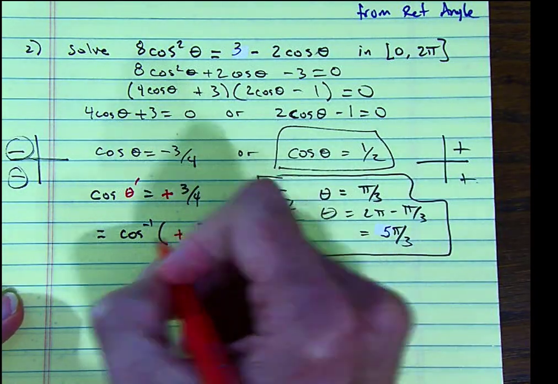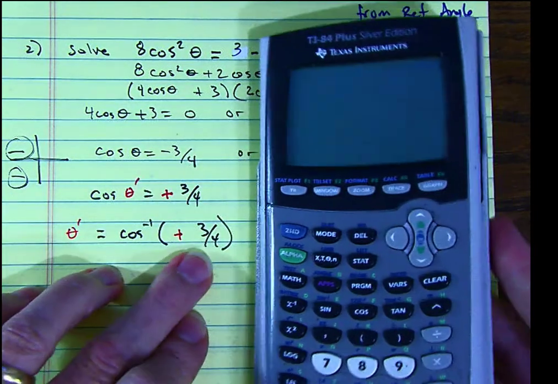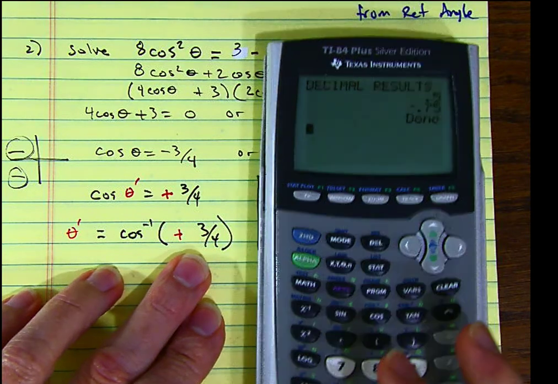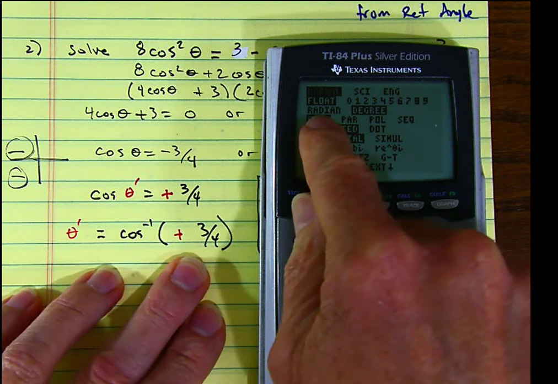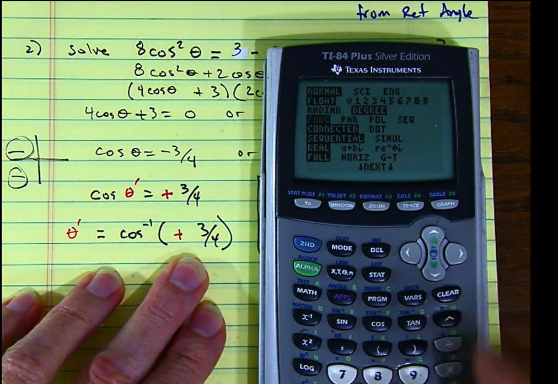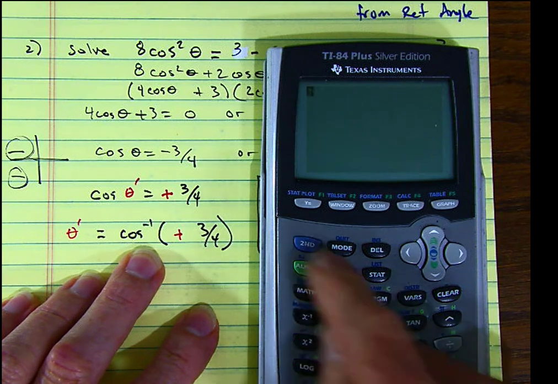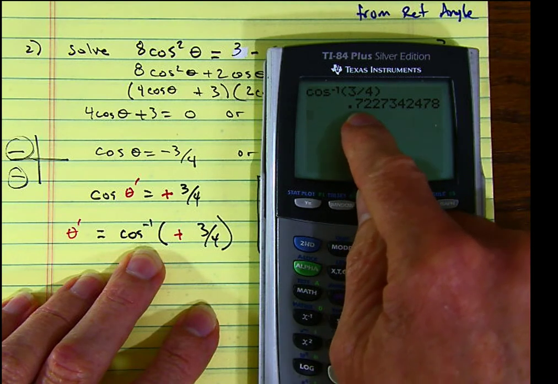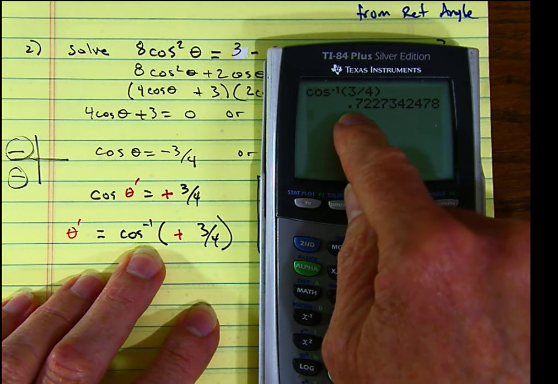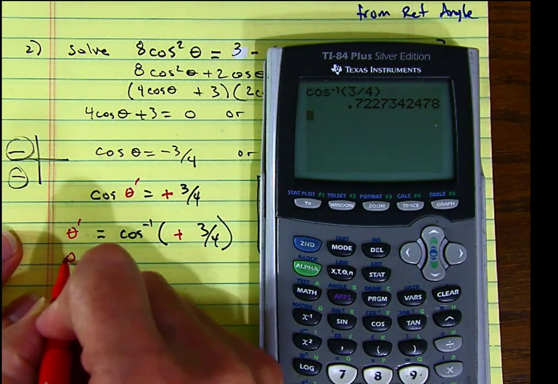Now I'm forcing it to be positive, and it's going to tell me the reference angle when I do that. And so the rest is a lot of calculator work here. But we do need to switch to the radian mode. Cosine inverse of 3/4, and we get 2.7227. Now on paper, I'm just going to round it off.